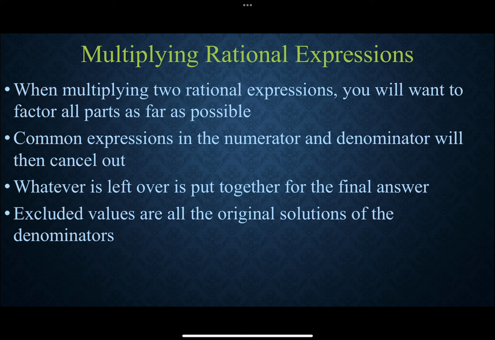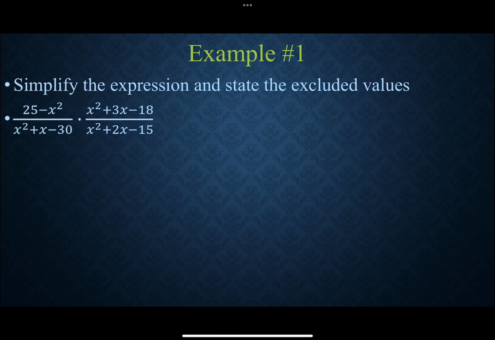Again, the common expressions cancel out. The excluded values are, again, all the original solutions to all the original denominators, same as it was for the simplifying of the rational expressions. So we have here 25 minus x squared over x squared plus x minus 30, and then times x squared plus 3x minus 18 over x squared plus 2x minus 15.